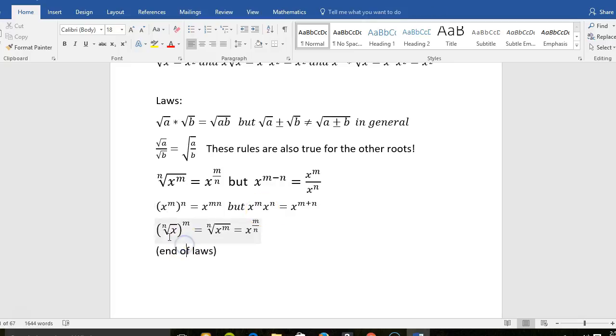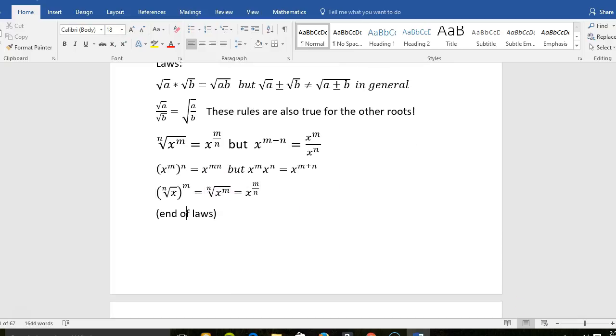Now, here's a rule, and it's only natural that we define it this way. The nth root of x, the whole thing to the m, is equal to the nth root of x to the m. You can drop these parentheses and bring the m inside as an exponent, that is, the power of x. And then again, that's how x to the m over n by its very definition is this guy right here.